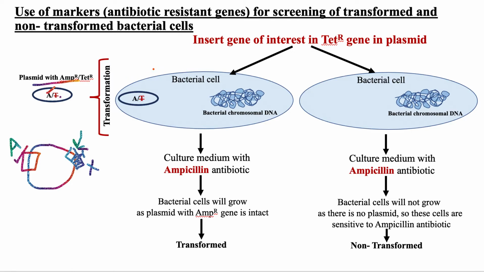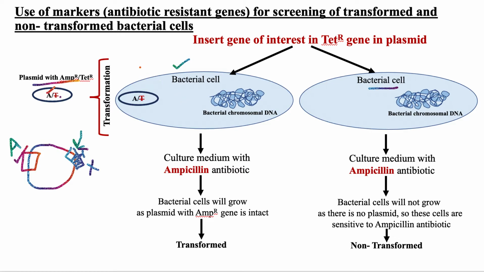What will happen in transformation, as you know very well, is the uptake of a plasmid carrying our gene of interest by a bacterial cell, and we mentioned that we do it through heat shock treatment. So for instance, this is a bacterial cell that has taken up the plasmid in which we inserted our gene of interest in the tetracycline resistant gene. And on the other hand, we have another type of bacterial cell that did not take any plasmid, so it didn't work in the transformation. So these bacterial cells are not transformed.